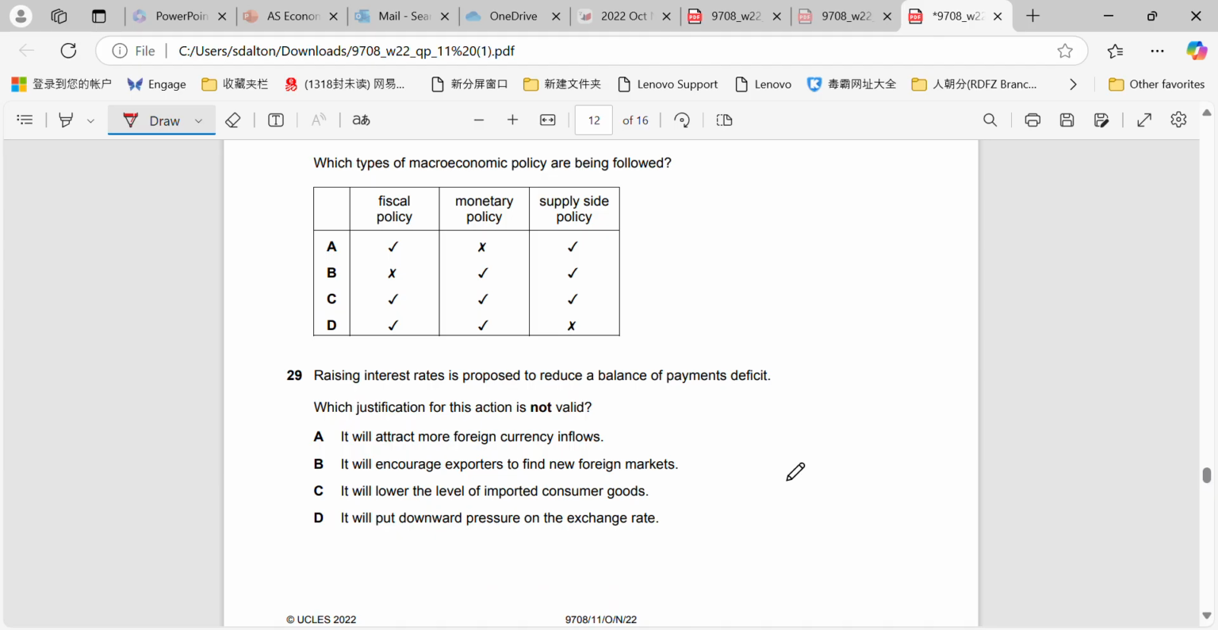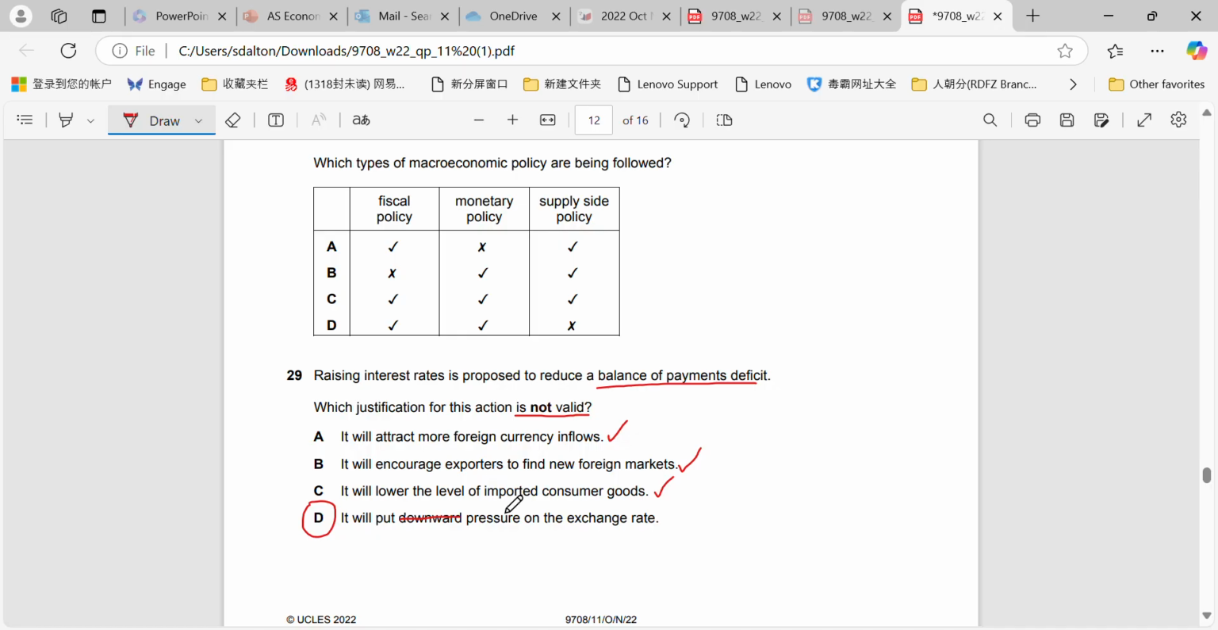Question 29. Raising interest rates is proposed to reduce a balance of payment deficit. Which justification for this action is not valid? It will attract more foreign currency inflows. That is true. It will encourage exporters to find new foreign markets. That is true, or could be true. It will lower the level of imported consumer goods. Again, that might be true. It will put downward pressure on the exchange rate. That is not true. It will put upward pressure on the exchange rate. So the justification for the action that's not valid would be D.